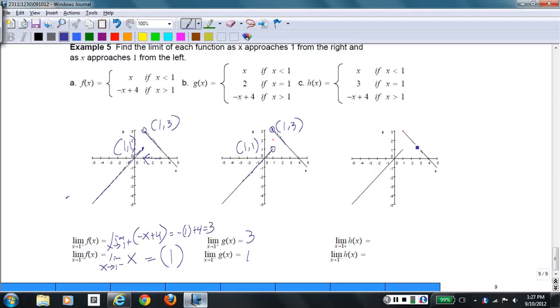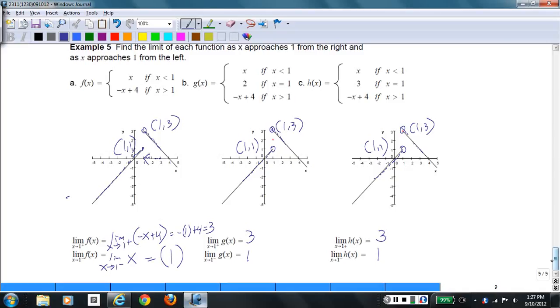Same thing here. The graph is approaching the point (1, 3). So as x gets close to 1 from the right, the value of that limit is equal to 3. Here the graph is approaching the point (1, 1). So as x gets close to 1 from the left, y-coordinates are approaching 1, so same thing. Now the function happens to be defined to be 3 there, but the limit doesn't care. It's unaffected by that. So 3, 1, 3, 1, 3, 1.